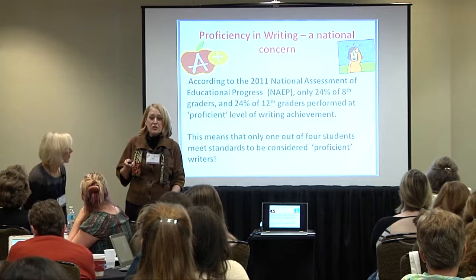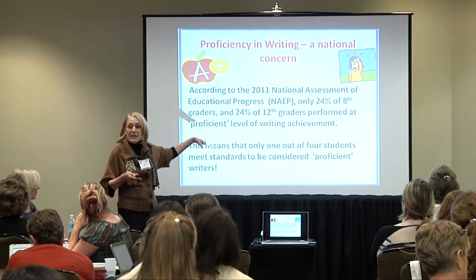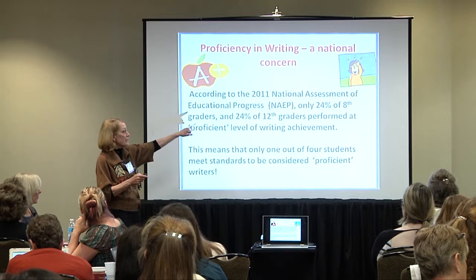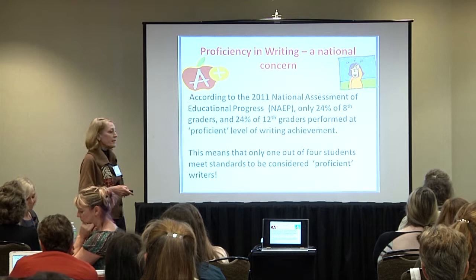It's not just a concern and a difficulty for our kids that we know have executive function challenges. NAEP puts out a survey every 3 years, and then they report it like every 7 years. It's hard to get current reports of what they've done. But anyway, the most recent one I could find in print was from 2011, and at that time they said only 24% of 8th graders and 24% of 12th graders performed at a proficient level in writing achievement. That kind of takes your breath away.